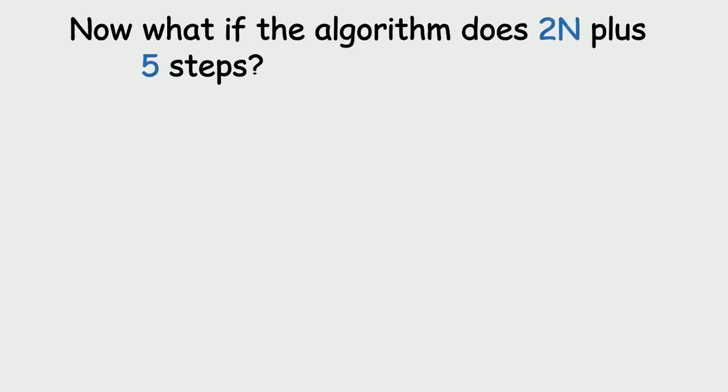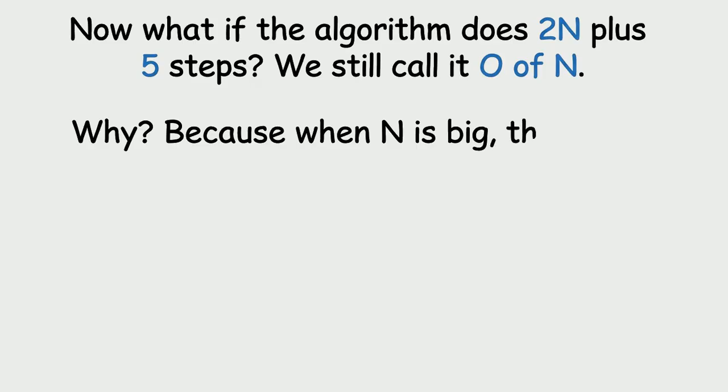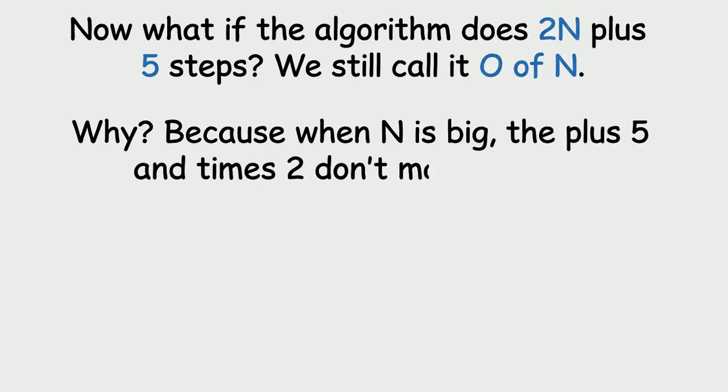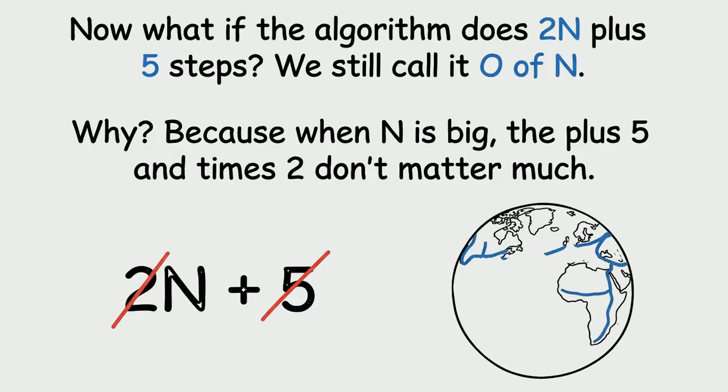Now, what if the algorithm does 2n plus 5 steps? We still call it O of n. Why? Because when n is big, the plus 5 and times 2 don't matter much. Big O zooms out and focuses on the dominant term. It's like looking at a map from space. You only see the big roads.